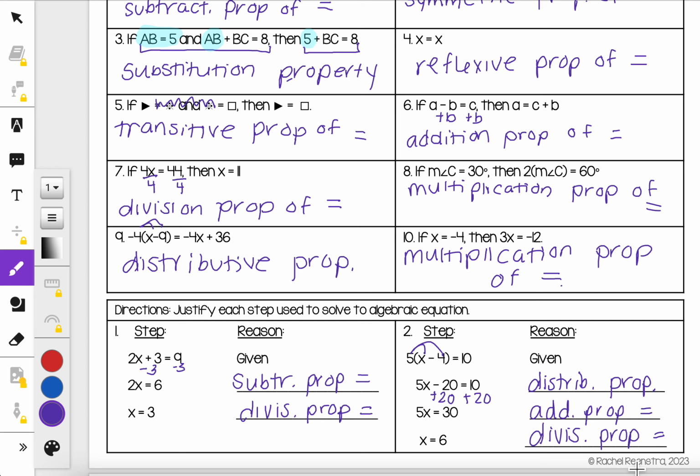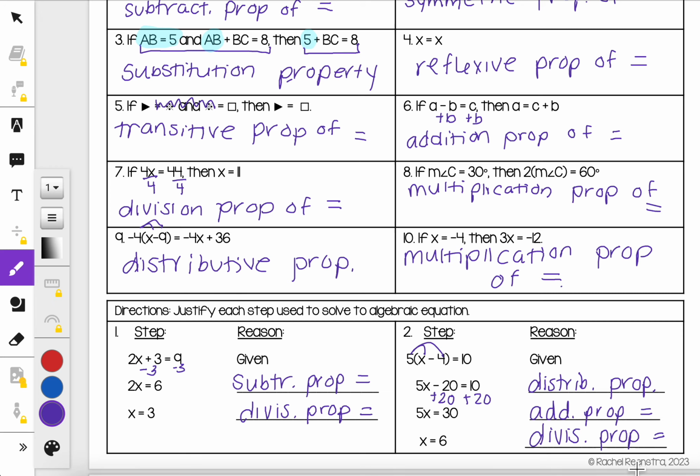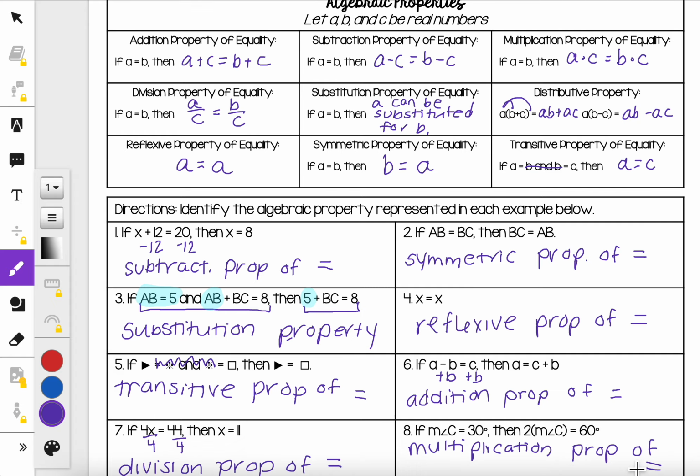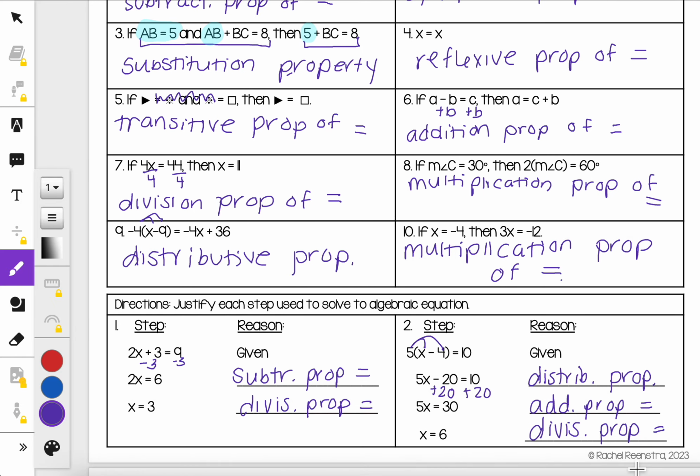Okay. All right, so like I said, we're just using these properties to give justifications or reasons for why we're doing each step in solving an equation, right?